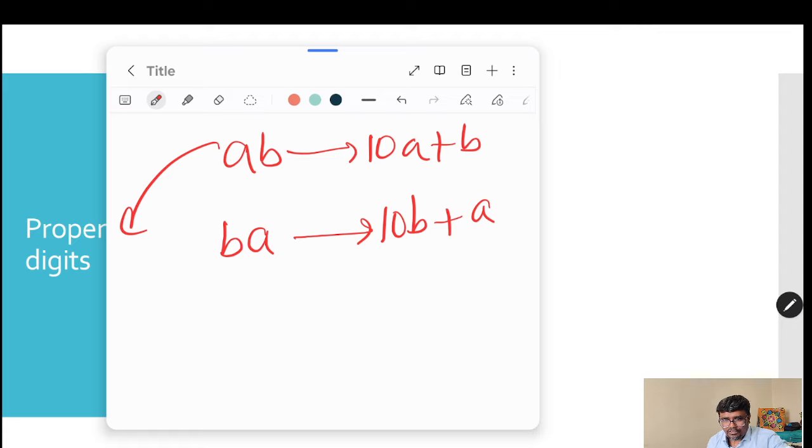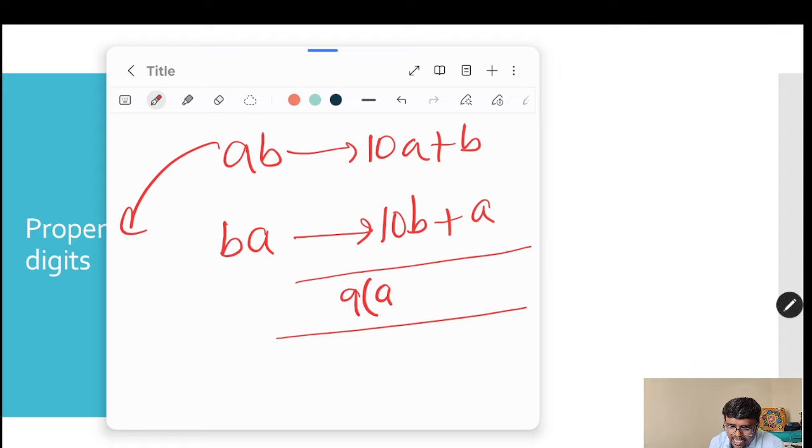I hope now you understood. If I take the difference of these two numbers, I am using the word difference, not subtracting. Difference is also subtraction, but when I use the word difference, that means big minus small, since I don't know which is big and which is small. So if you subtract, this gives 9A minus 9B, and this also gives 9 times (A minus B). Difference.